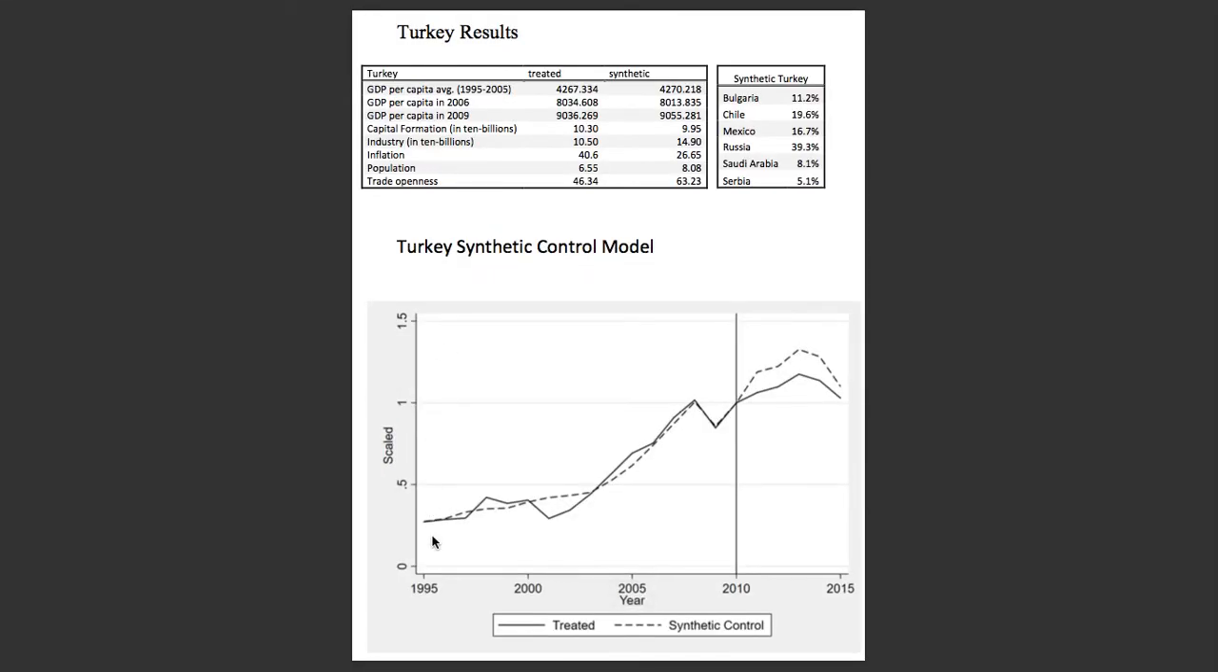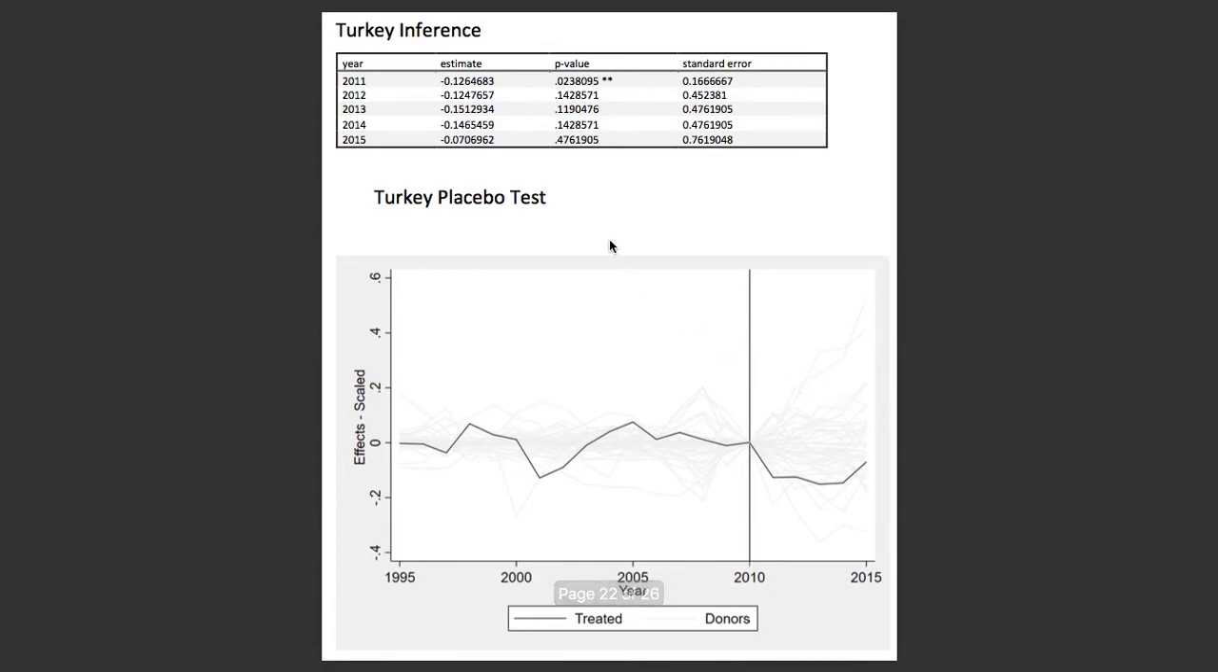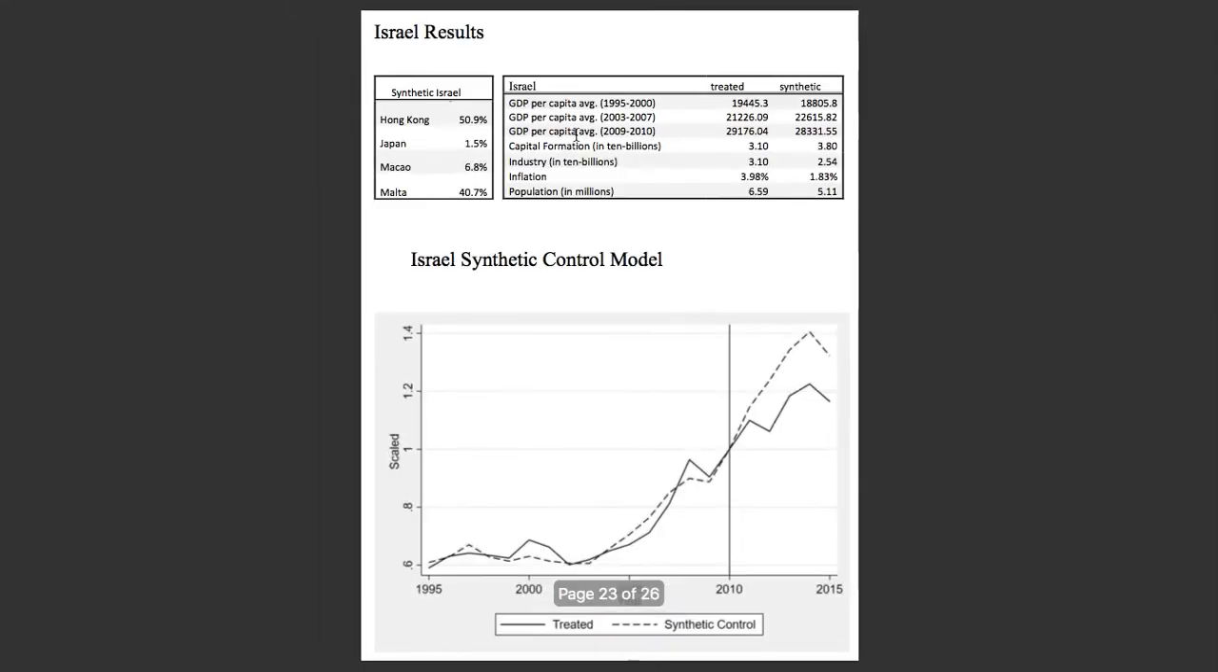I also take a look at Turkey. I'm trying to capture the trend here, and it does a pretty good job up around the recession, and then you see they diverged around 2010, going into 2011, and then reconverge coming back to 2015. For the inference, we have a p-value of 0.02 for 2011, and the p-values are higher for other years. So it looks like Turkey was significantly impacted in 2011, and maybe less so for 2012 through 2015.